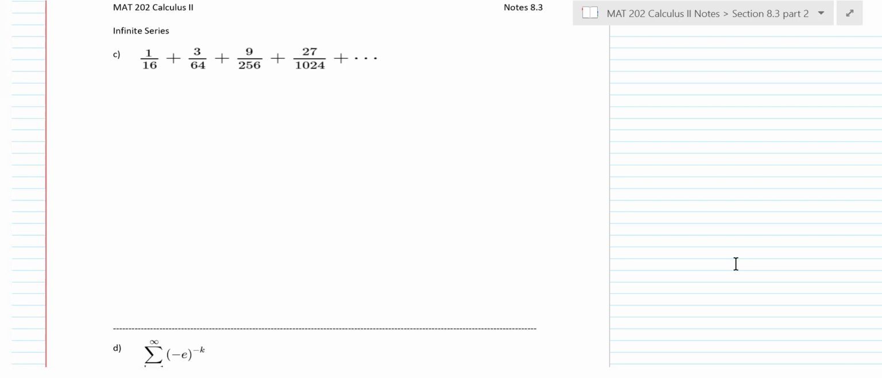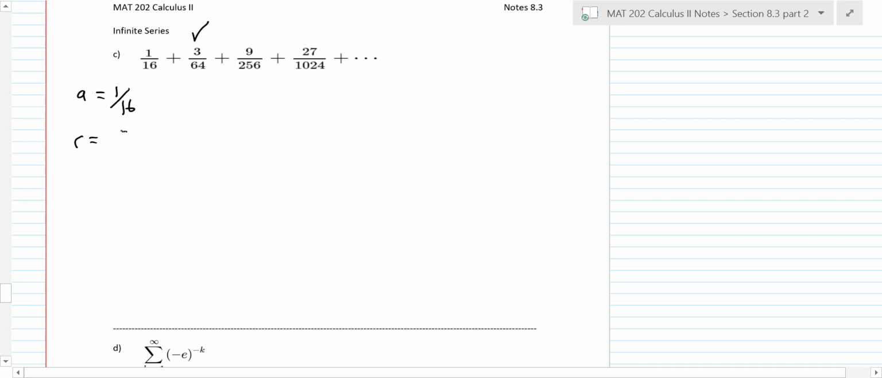Sometimes when you're working with a series, I might not give you the sigma notation, but I can write it this way. What you want to do is still figure out what A and what R are, and figure out, is this a geometric series? Well, what's A in this problem? 1 over 16, without a doubt. That's the first term. Now, if you don't know what R is, you can always pick a term and divide it by the previous term. That'll always give you what R is.